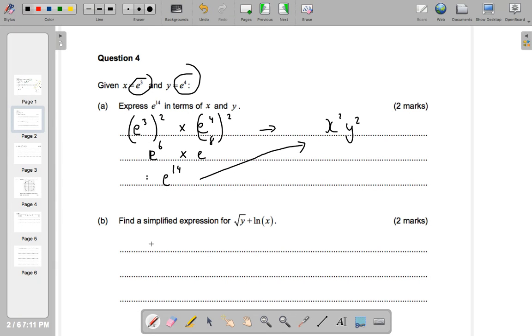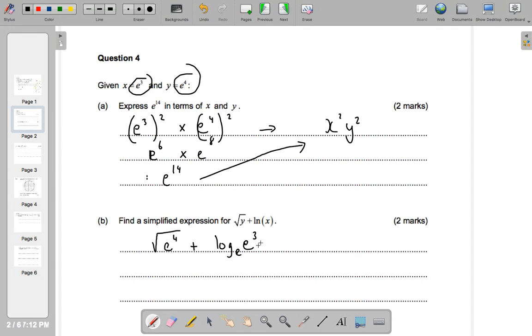Now we need a simplified expression for the square root of y plus log x to the base e, ln x. All right, so let's do our substitutions here. So we've got the square root of e to the power of 4 plus, and you know I like to use log base e, we've got x is e to the power of 3.